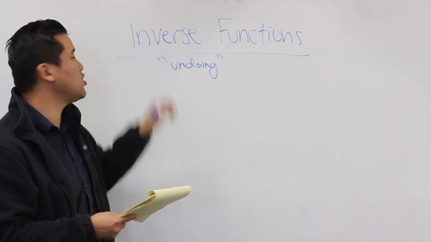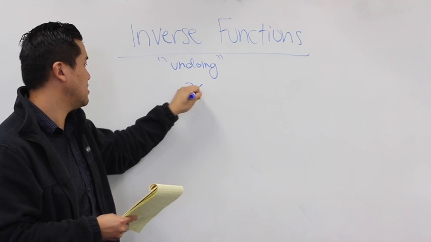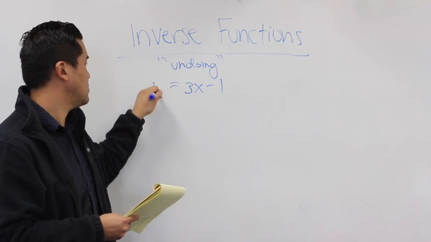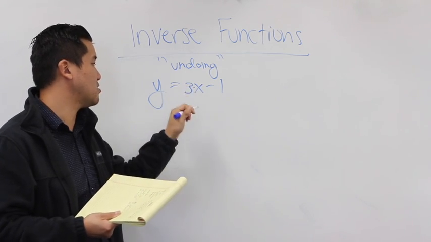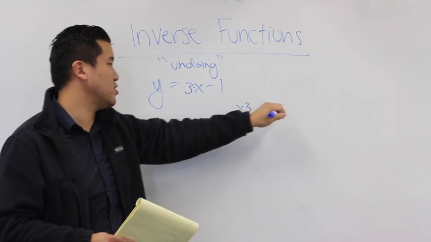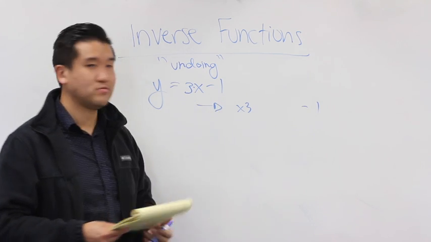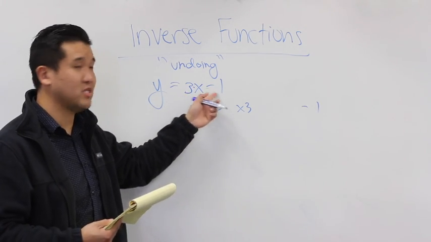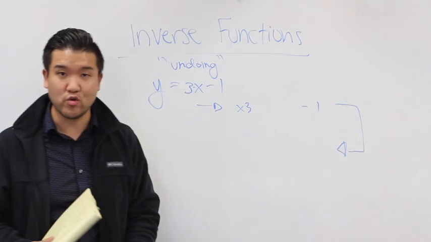How do we undo a problem? So if I give you, for example, a problem like this, right? If I go forwards, what are we doing with this x? We're going to times it by 3, and then you're going to subtract 1 if I'm going this way. So you times it by 3 and subtract 1. Well, how do you go backwards and undo it?